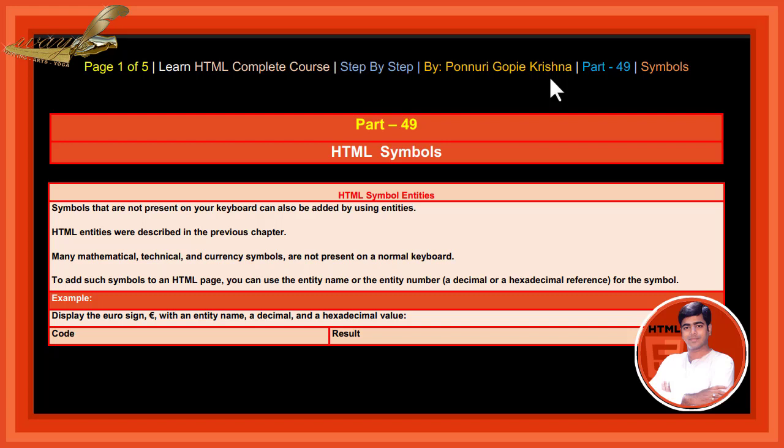Many mathematical, technical and currency symbols are not present on a normal keyboard. To add such a symbol to an HTML page, you can use the entity name or the entity number, a decimal or a hexadecimal reference for the symbol.